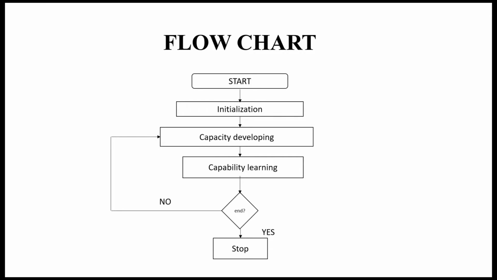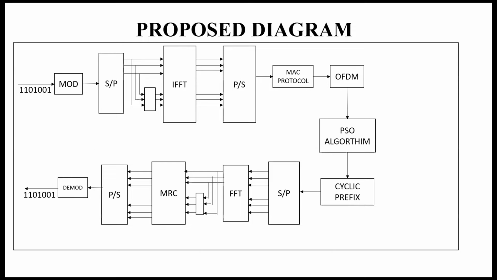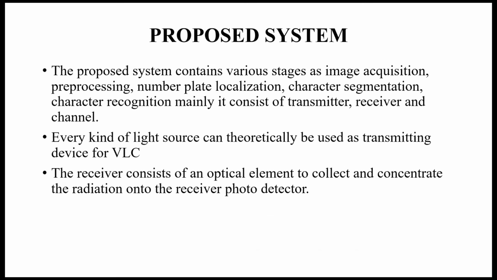This is a flowchart of my algorithm. Next, the proposed system. The proposed system consists of various stages such as image acquisition, pre-processing, number plate localization, and mainly it consists of a transmitter, receiver, and the different channels.